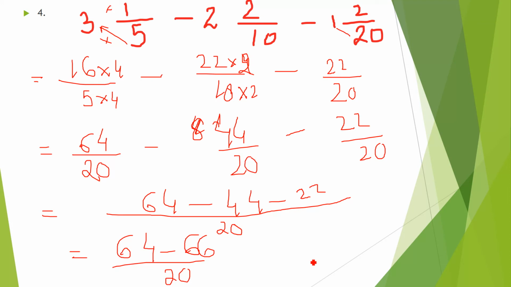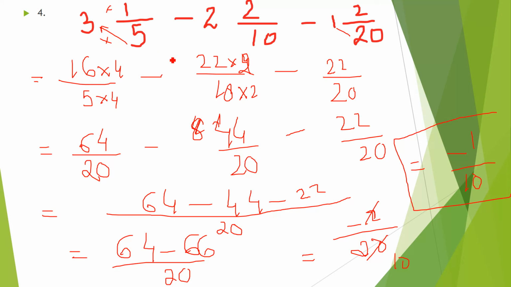So it is equal to minus 2 over 20, and when we cut by 2, 1 times 2, 10 times 2, our answer is equal to minus 1 over 10, and this is the proper fraction. The numerator is less than the denominator, so we cannot convert it to the mixed fraction.